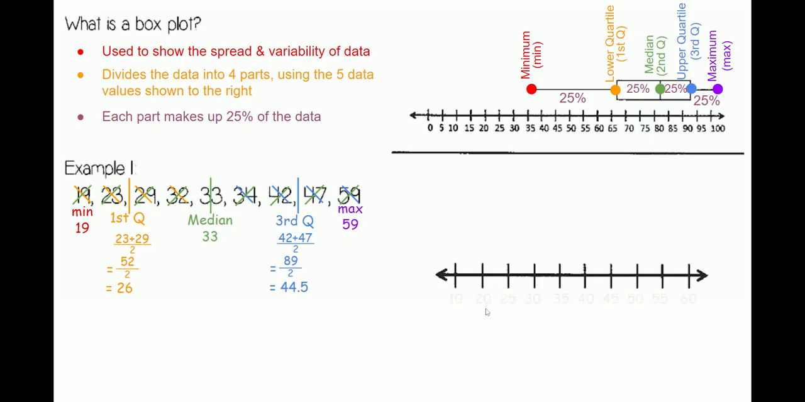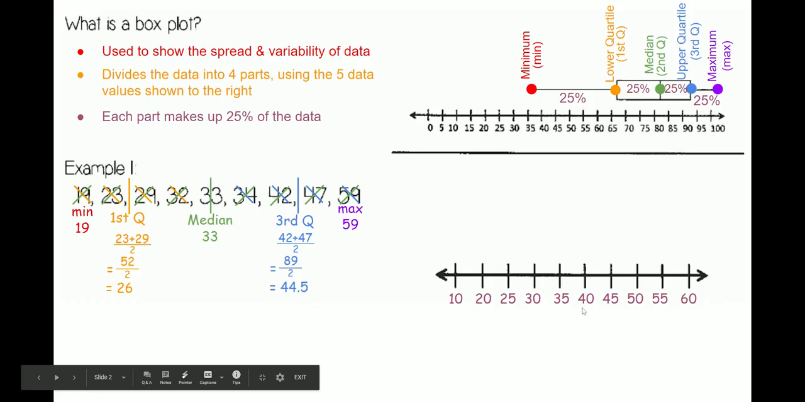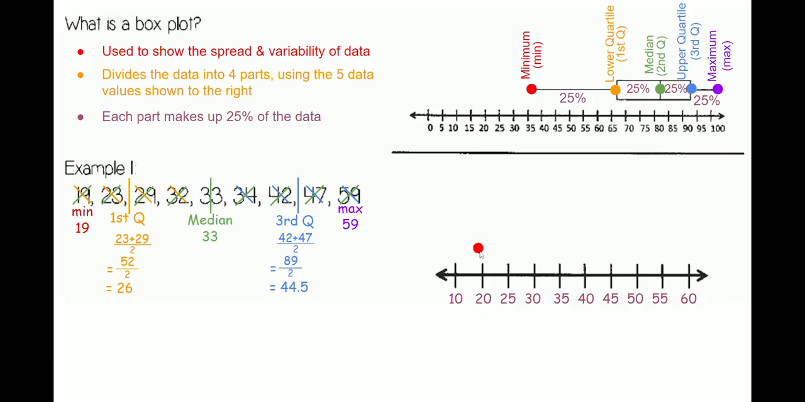We're ready to start. So we're going to label this. I'm going to go from 10 to 60. And our minimum is 19, so it's roughly over there. First quartile is bigger than 25, so it's going to be right over here. Our median is 33, so it's bigger than 30, smaller than 35, right in the middle. Third quartile is 44.5. That is really, really close to 45, so it's going to be just to the left of it. And finally, our maximum is 59, which is really close to 60, but not quite there, so right behind the 60.